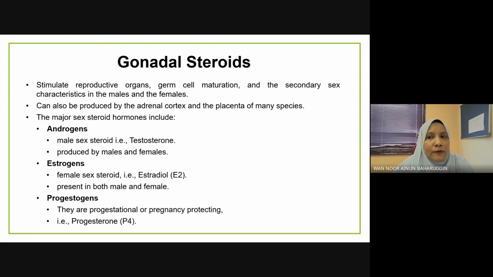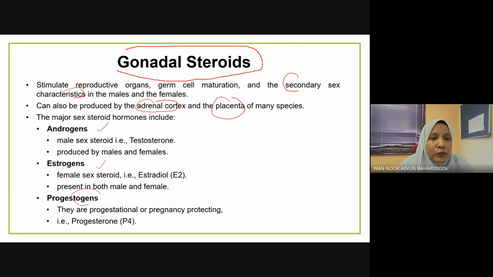Then we do have types of steroid. Okay, steroids are also one of the most important hormones there. Gonadal steroids are the ones that give secondary sex characteristics in both males and females. They are produced by the adrenal cortex, then by the placenta. Okay, the major sex steroid hormones are what we call androgen, estrogen, and progestogen. Not progesterone, but progestogen.